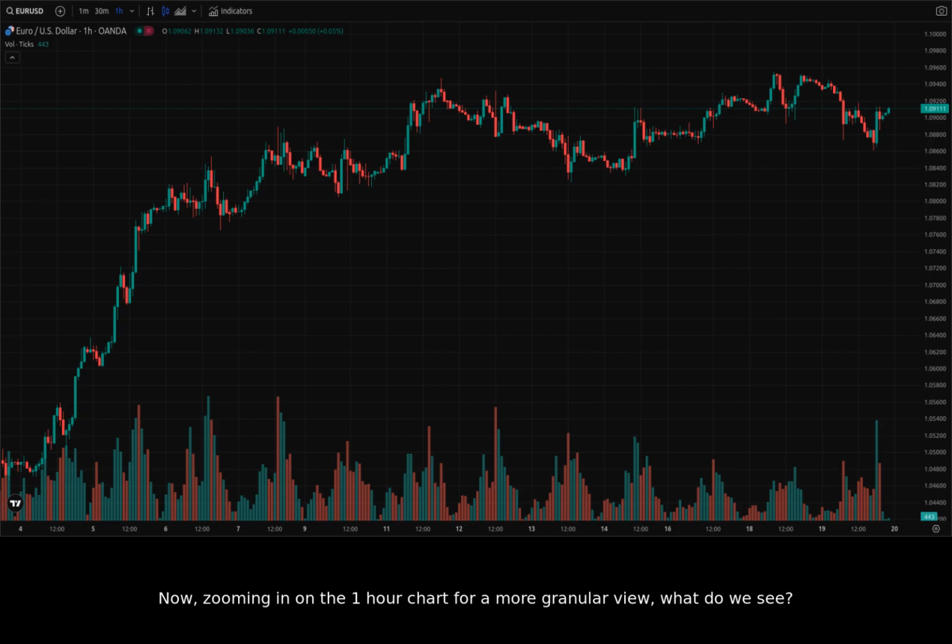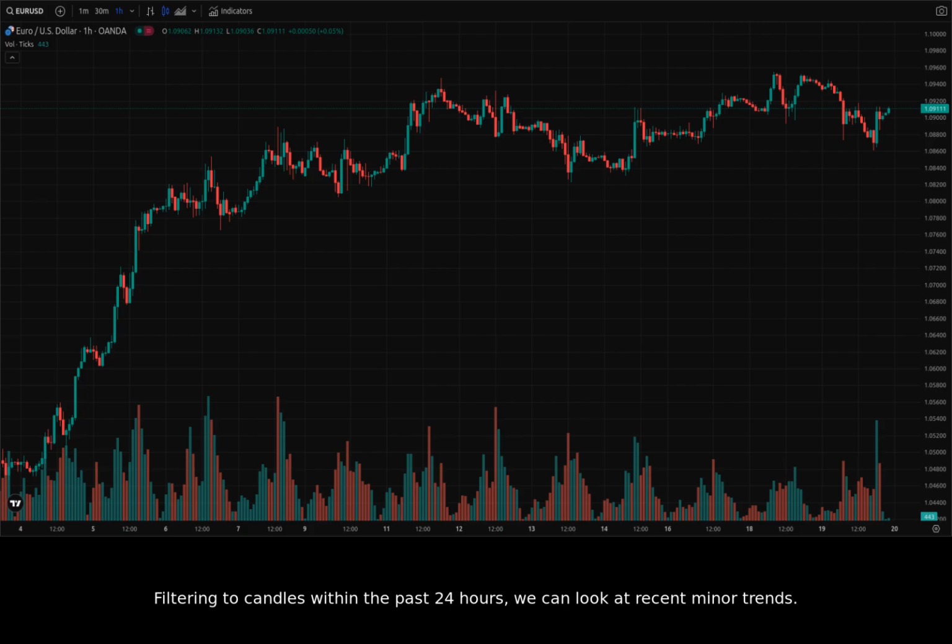Now, zooming in on the 1-hour chart for a more granular view, what do we see? We can see the more recent price action for the last day in much more detail. We're looking at a tight range currently. If we narrow the candle selection, can we see anything interesting?